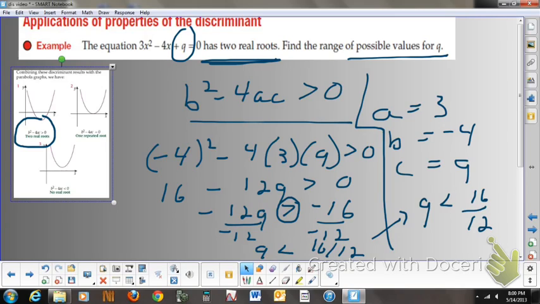Now if you want to put that into lowest terms, 16/12 is what, 4/3. So Q is less than 4/3. That's the range in which Q has to be in order for this equation up here to have two real roots.